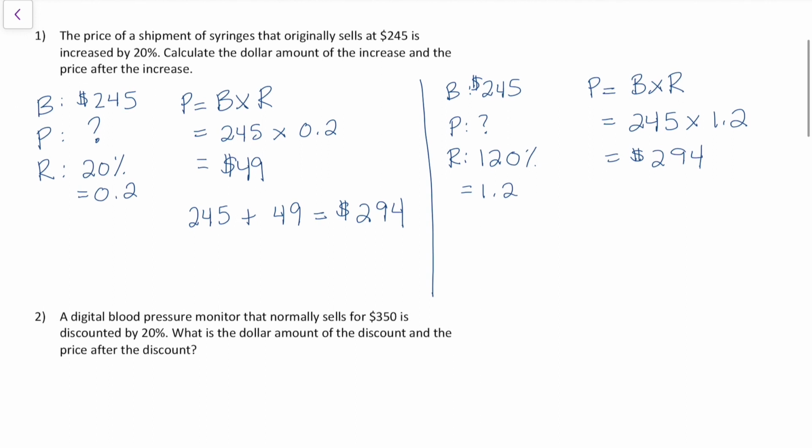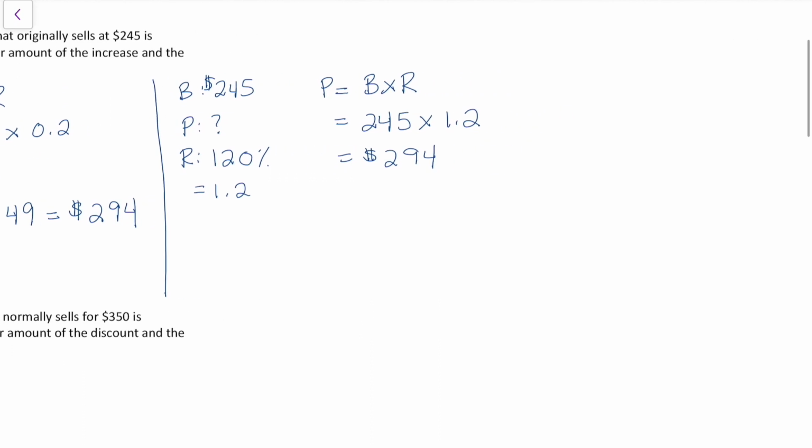And you can also solve both of these using proportions. So in this case, I could say, well, I want to know what 120% of 100 is. So what is that out of 245? So 245 represents 100%. The price increase that I'm looking for is 120%. And that will also get me to the answer right away.